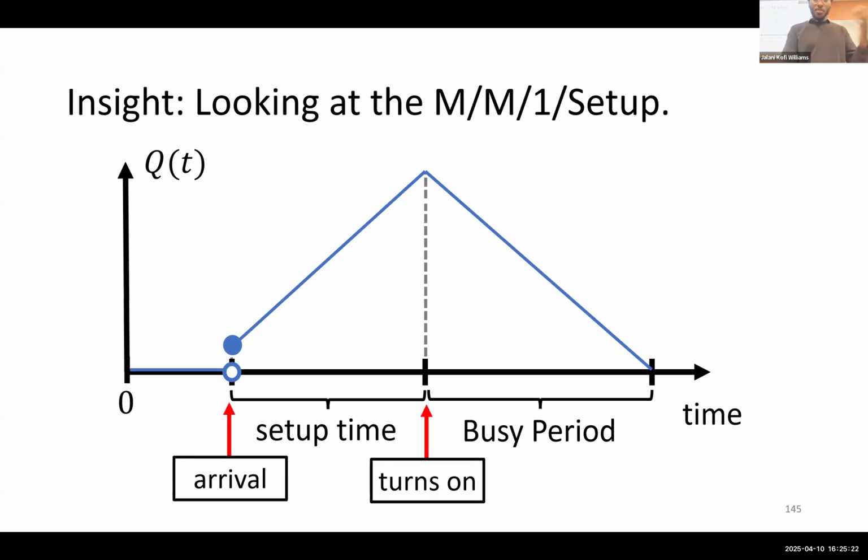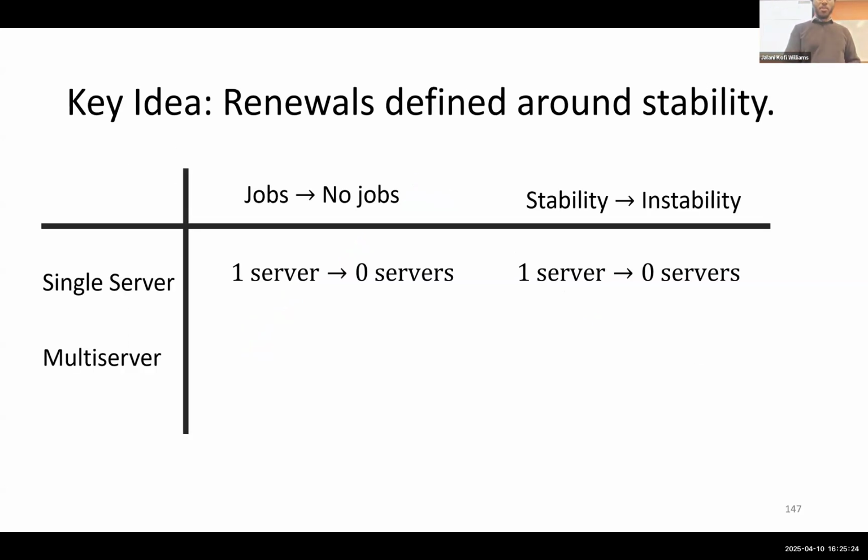All right, so you have your arrival, it turns on, it turns off. And there are two ways you might think about generalizing this to the multi-server setting. The first way is that you're moving from having jobs in your system to having no jobs in your system, right? And in that case, you end up going from one server to 0 servers. Another way of thinking about this, though, is to think about moving from stability to instability.